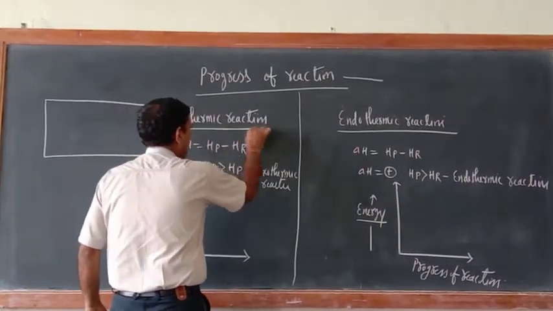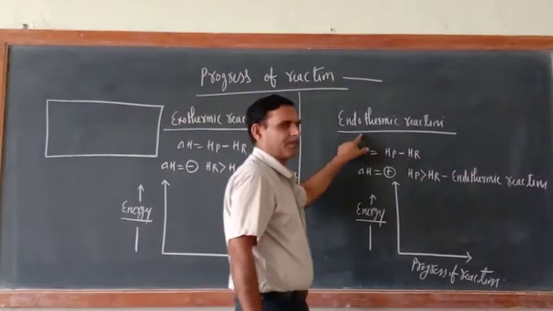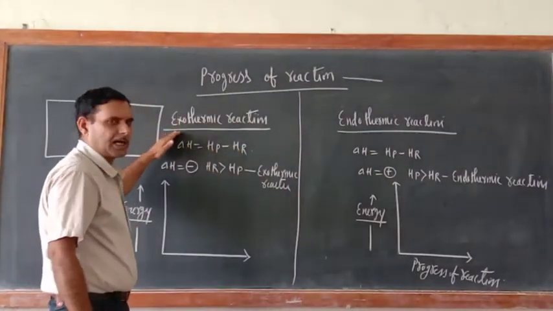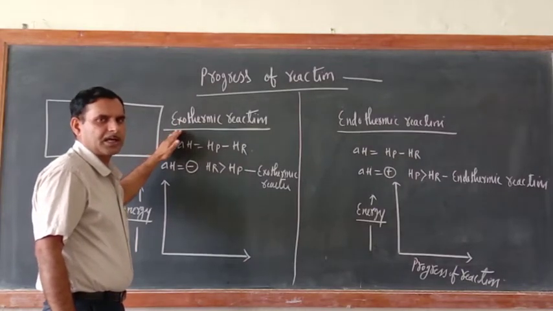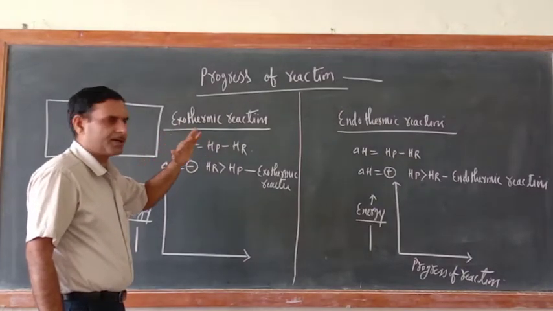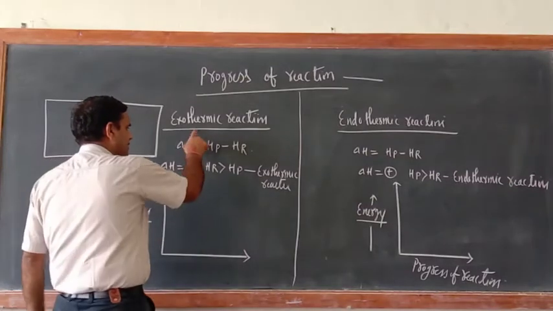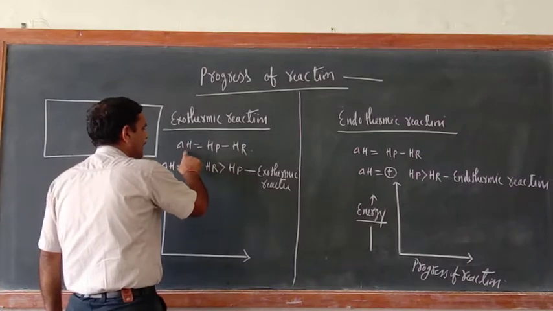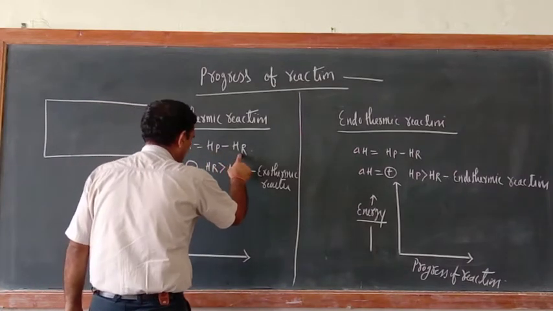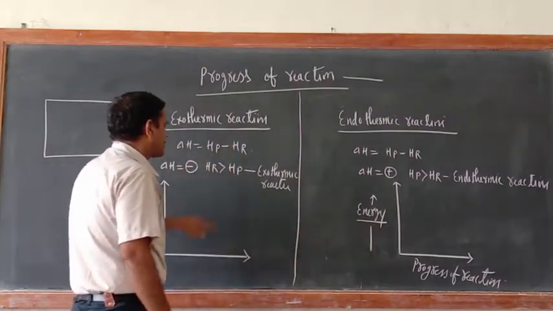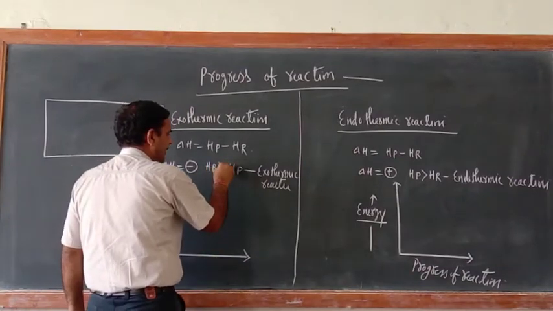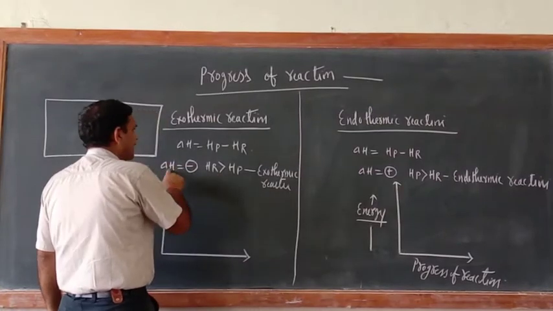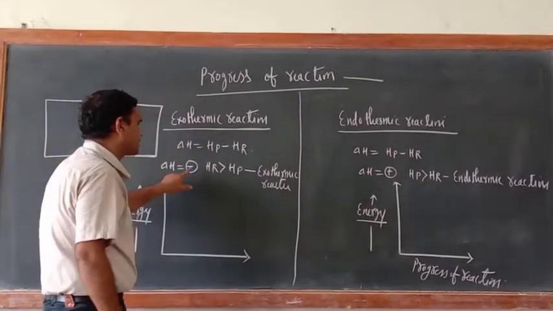One is endothermic reaction, another one is exothermic reaction. Exothermic and endothermic reactions were there in the enthalpy chapter last year and we discussed them in detail. So just see, for an exothermic reaction, what is the meaning of enthalpy? Delta H equals Hp minus Hr. And you know for an exothermic reaction, the reactant energy Hr is greater than the product Hp. That is why delta H for an exothermic reaction is negative.